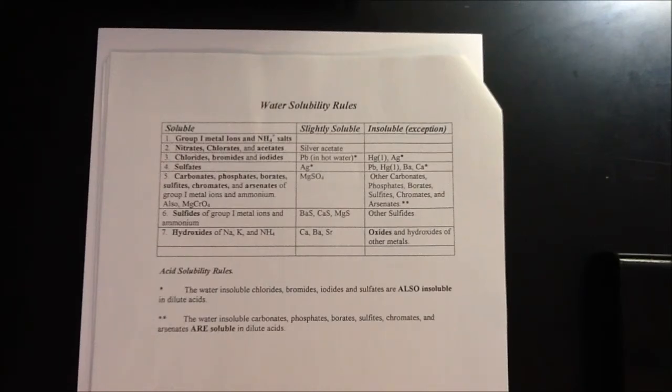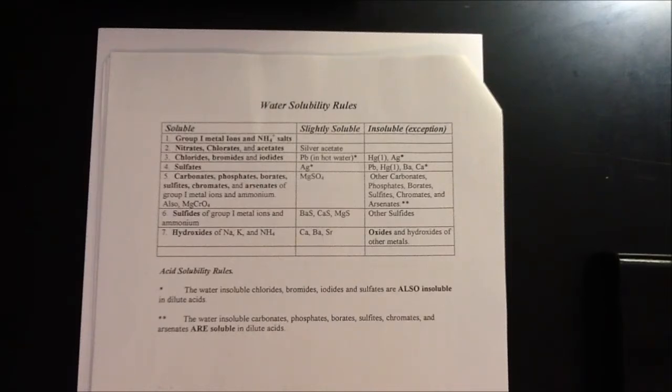Rule number 4 is the sulfate rule. All sulfates are soluble, all sulfates are aqueous except, in this case, lead, mercury 1, barium, and calcium. I'm over on the insoluble side there, giving you the exceptions. And the good news is if you learn these first 4 rules, it actually encompasses the rest of the rules that we have here as well.